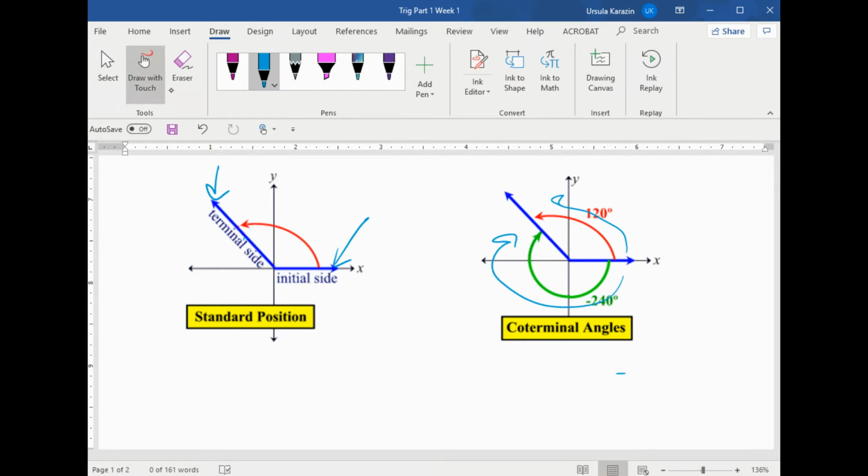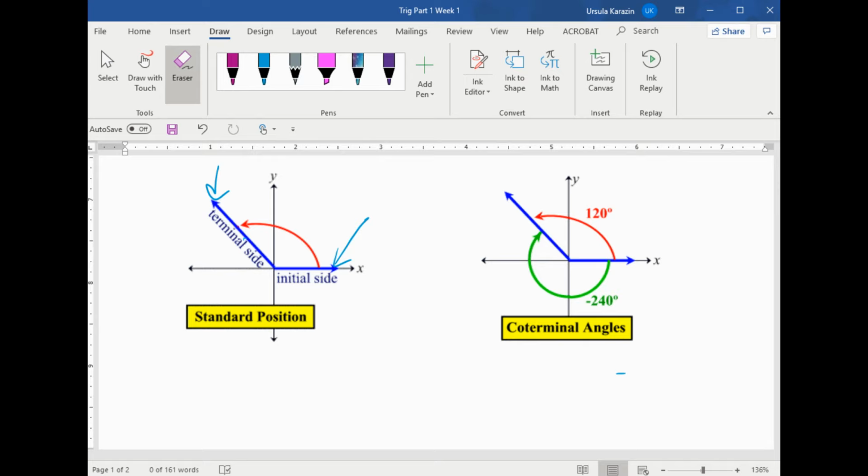So if you notice here, the 120 and the negative 240 end in the same place, right? If all I had was the blue arrow, I would think it was the same angle. Or if all I had was the blue angle, I wouldn't be able to tell. So that's why you have to have those directional angles. But that's where this coterminal angle idea comes in. They look just the same, but they have different measurements because maybe you went different directions.